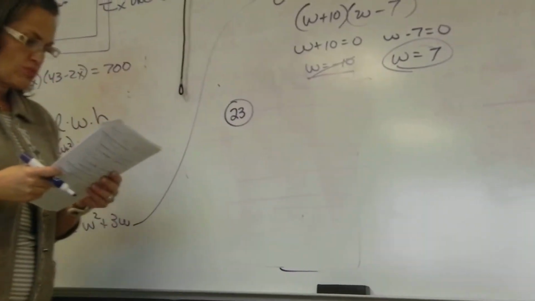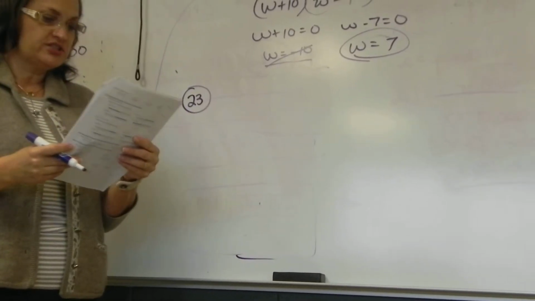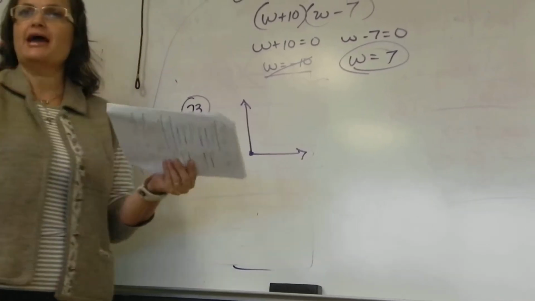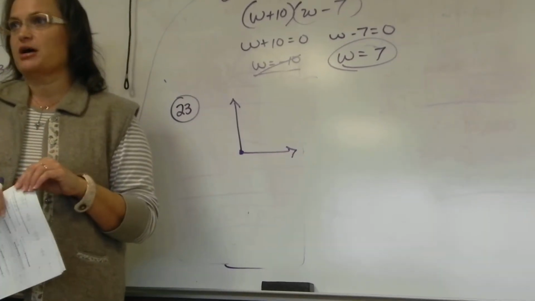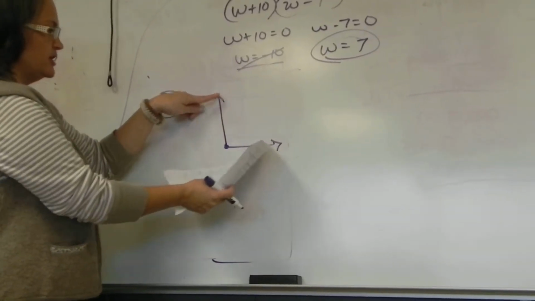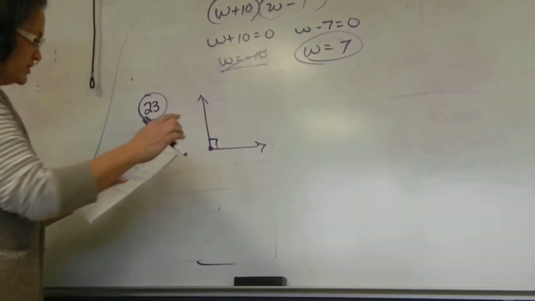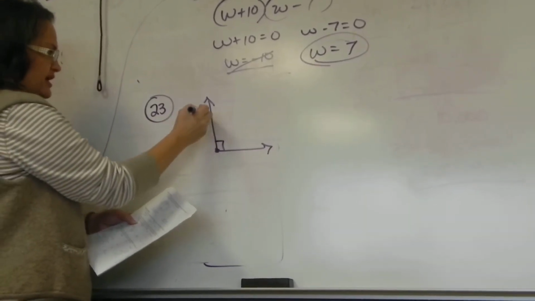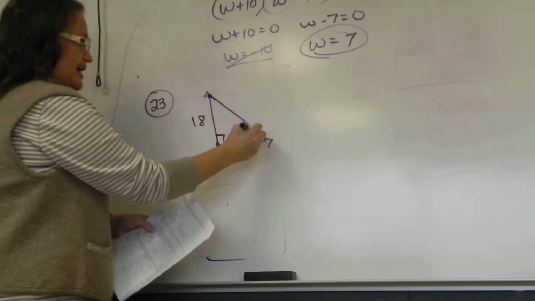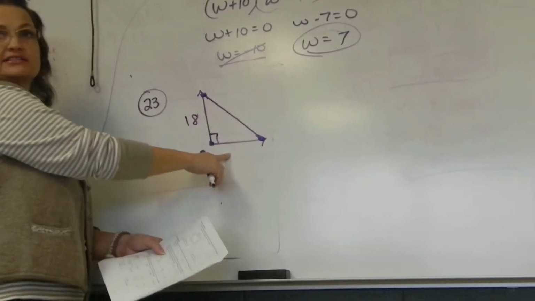Okay, number 23. Two cars leave an intersection, one traveling north and the other traveling east. So what's happening here is it's going to make a right triangle problem, one of those Pythagorean theorem problems. The car going due north and due east should make a nice right angle. When the car going north had gone 18 miles, the distance between the cars, that diagonal distance, is 6 more than the east distance.